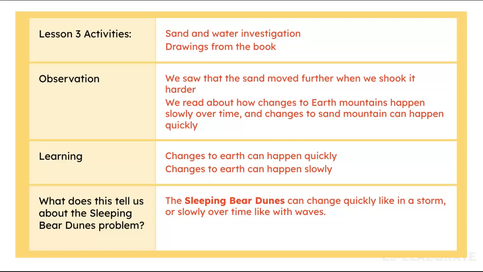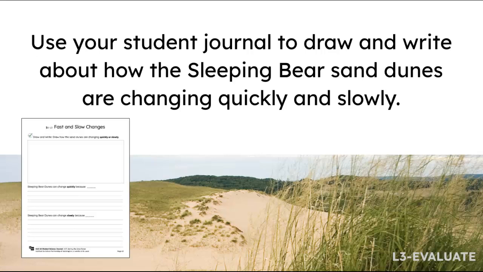You'll then lead a short class discussion to update the summary chart with new information on how the Earth can change slowly. From the discussion, students should understand that changes to mountains made of earth happen slowly over time, and changes to sand mountains can happen quickly. After the discussion, for the Evaluate portion, you'll have students use their Fast and Slow Changes journal pages to answer the final question, explaining how the Sleeping Bear sand dunes can change quickly and slowly.